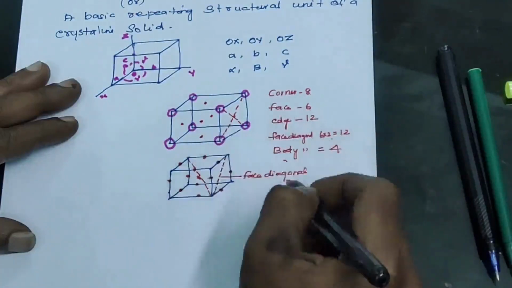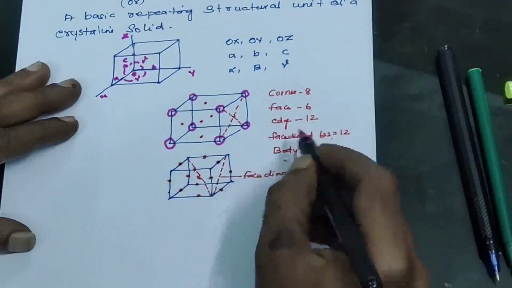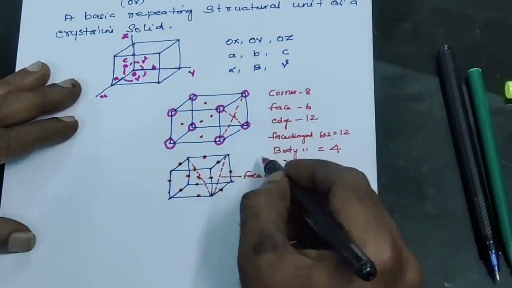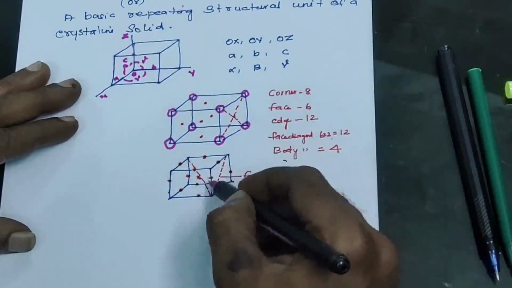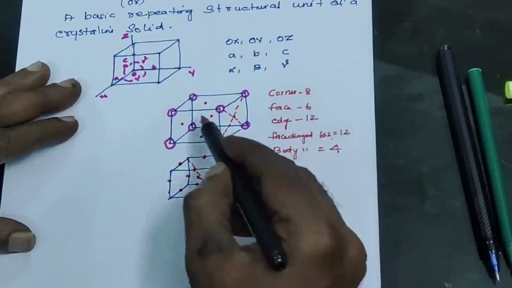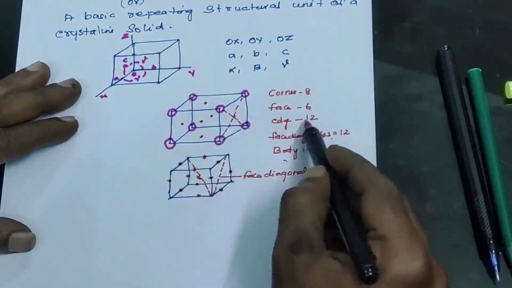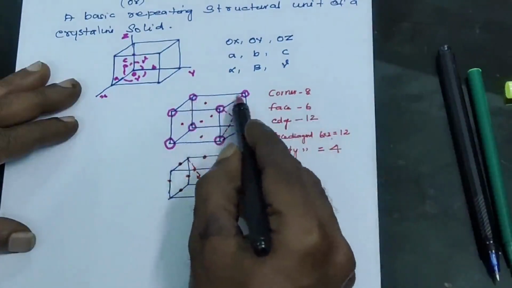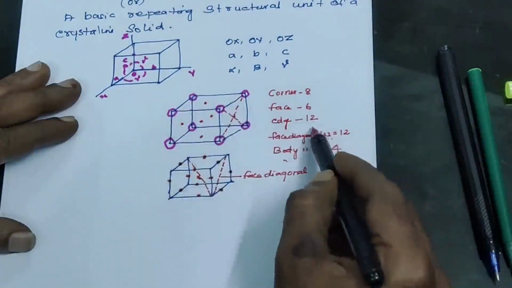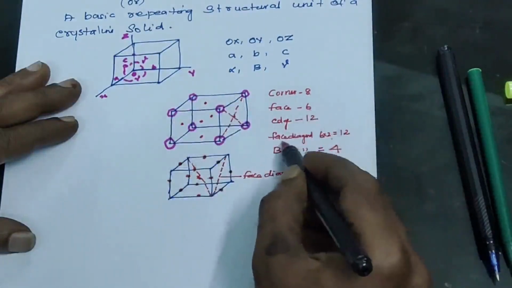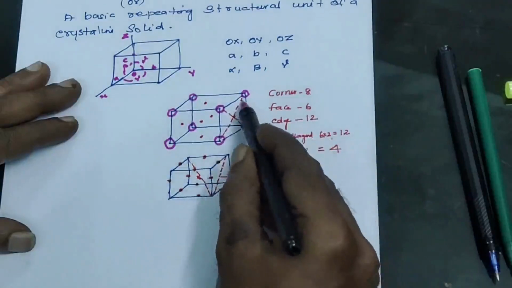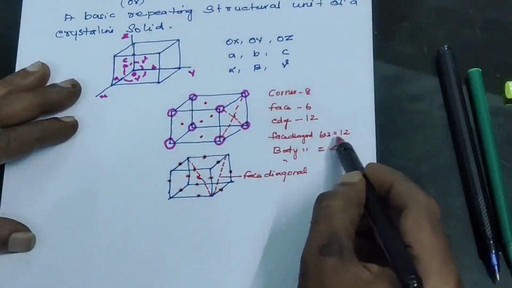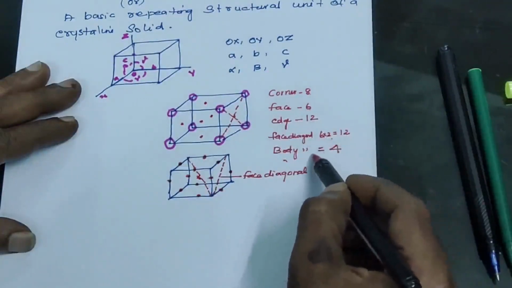You draw the cube simply. At first draw one square, then draw another square, then mark the 8 corners, then join the corners. So 8 plus 4, 12 edges. A face is the planar surface of the crystal, so 6 faces. Each face has 2 face diagonals, so 6 into 2 equals 12. Then body diagonal, that is 4.